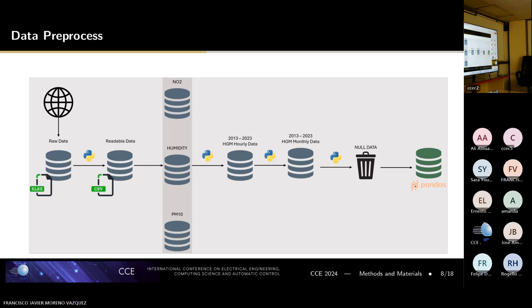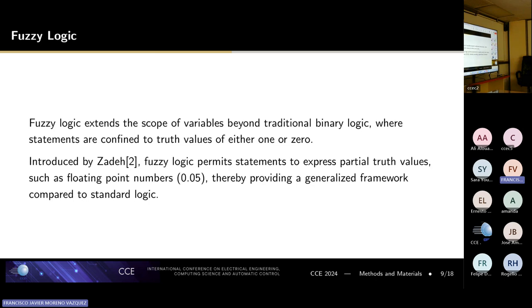Now, some of the theory of this is the fuzzy logic. The fuzzy logic is only an extension of the normal binary logic that takes values of 1 or 0, but in this case, the fuzzy logic permits its statements to express partial truth values such as floating point numbers, thereby providing a generalized framework compared to standard logic. So this gives us more opportunities to explore.